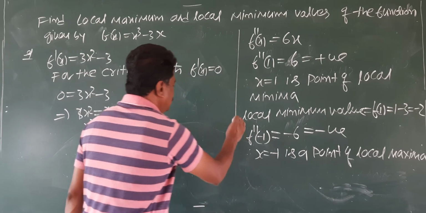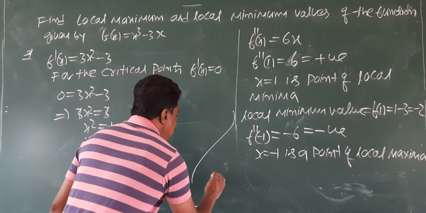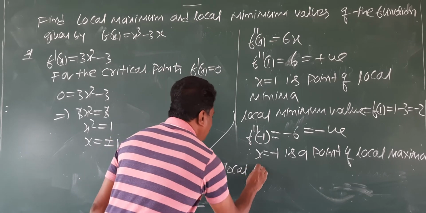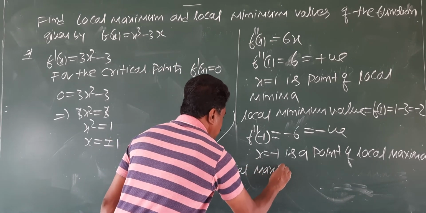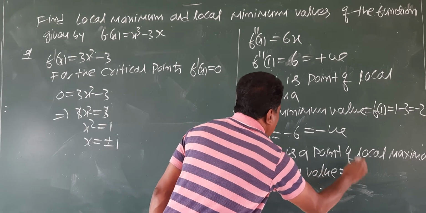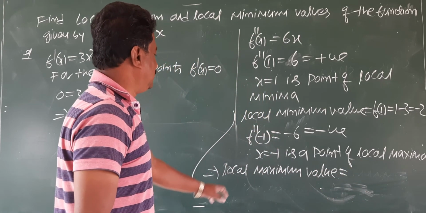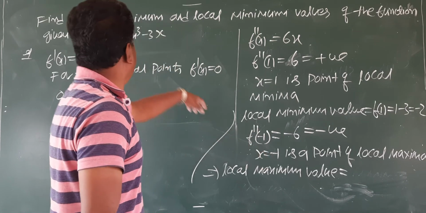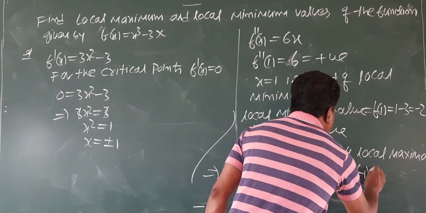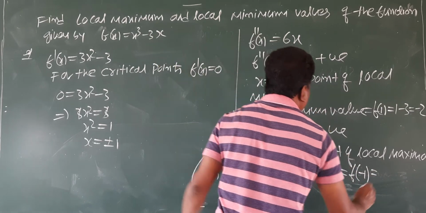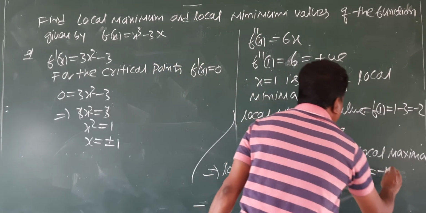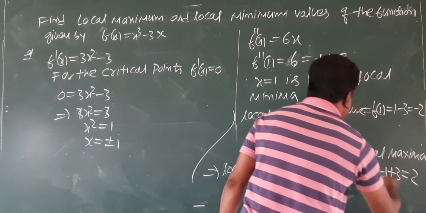So local maximum value is, you put the maximum point in f(x). f(-1) is equal to (-1) whole cube minus 1, x is minus 1, plus 3, 3 minus 1, it is 2.